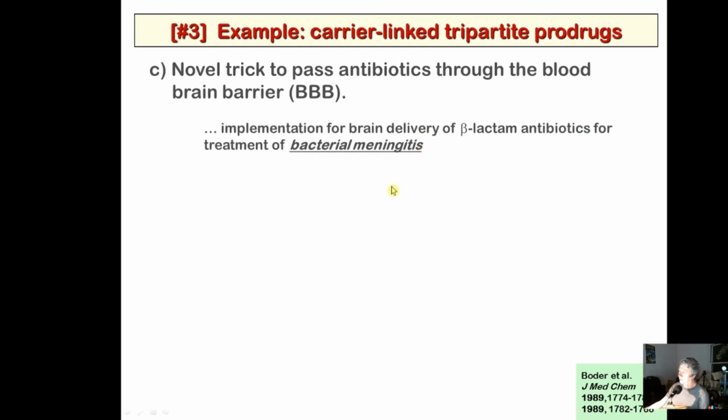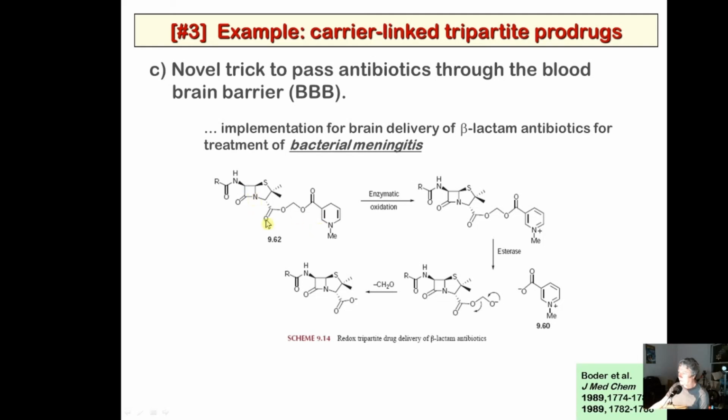And here's an example of it. Delivery of beta-lactam antibiotics for treatment of bacterial meningitis, which is a bacterial brain infection. And so penicillin type derivatives like this can be attached, and this is a tripartite prodrug, because you can see the CH2 there. So this will degrade to make formaldehyde, and it's delivered in this sort of dihydropyridine form, which is greasy and able to cross the blood-brain barrier.